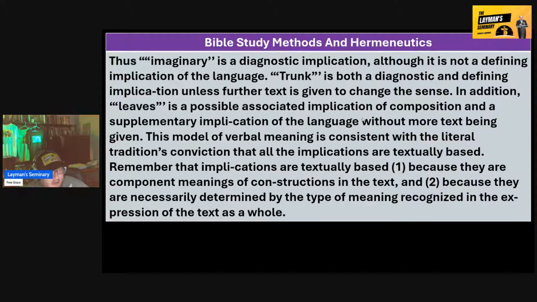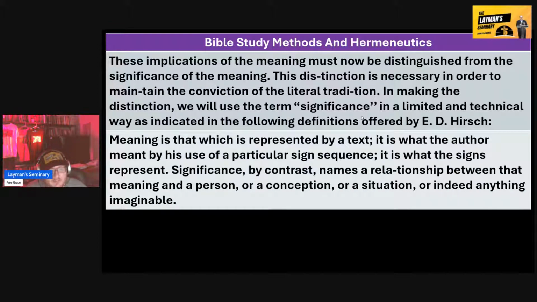One, because they're component meanings and constructions of the text. And two, because they're necessarily determined by the type of meaning recognized in the expression of the text as a whole. These implications of the meaning must now be distinguished from significance of the meaning. This distinction is necessary in order to maintain the conviction of the literal tradition.